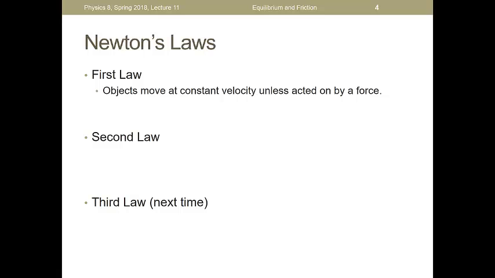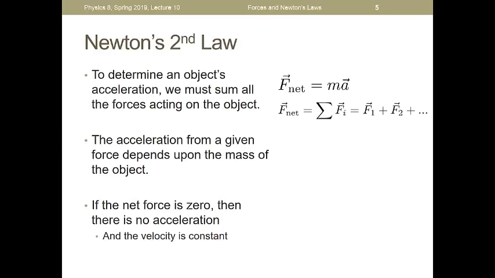The second law states that the net force on an object, and it's important that you pay attention to the net force, which is the sum of all forces acting on that object, is equal to the mass times the acceleration, where the net force and the acceleration are both vector quantities. We can make a great deal of progress with Newton's second law, and there's a very interesting case, which is when the net force is equal to zero. That means that there's no acceleration.